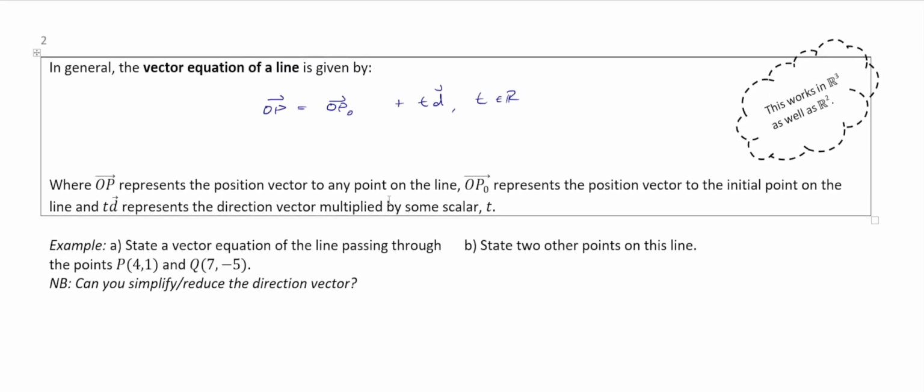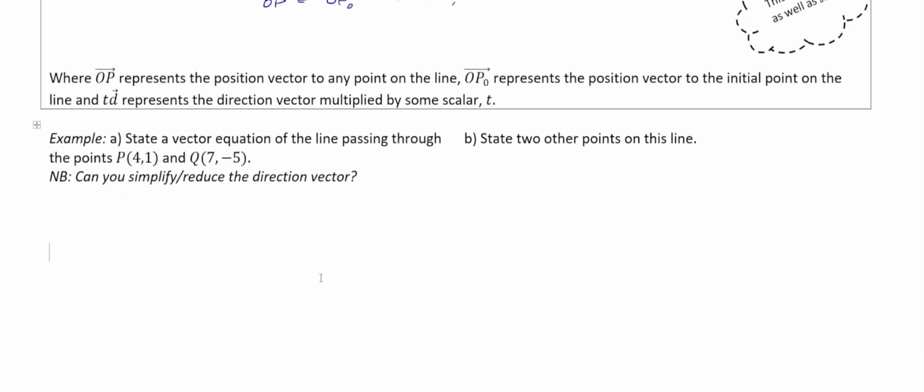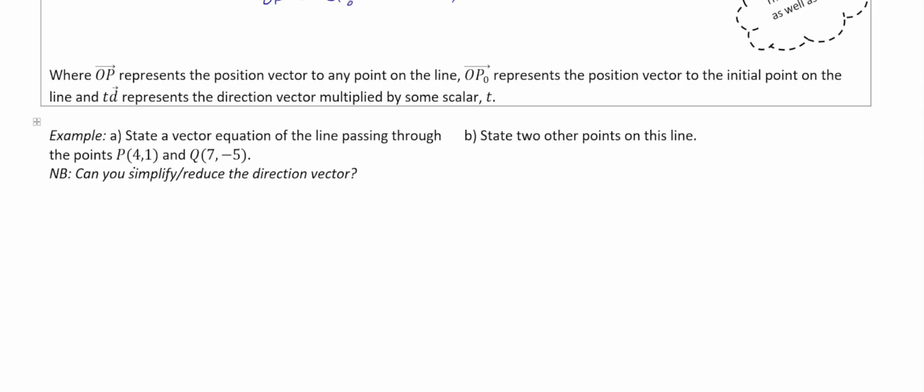Okay, so now that we have the theory laid out, we can hopefully move a little quicker through the rest of this material. Okay, so state a vector equation of a line that passes through these points. And so the first thing, we've got 2 points on the line. We want the vector equation. Well, if I have 2 points on the line, I can find slope. But in vector equations, we don't find slope. What we do is we find the direction vector. So let's find the direction vector, which is PQ.